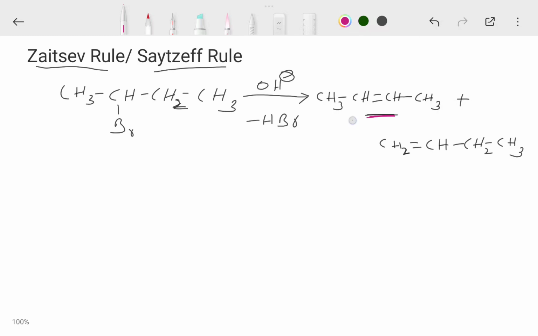In these two products, 2-butene is 80% formed and 1-butene is only 19% formed. Zaitsev says the more substituted olefin is the major product. According to Zaitsev rule, the more substituted olefin is the major product.